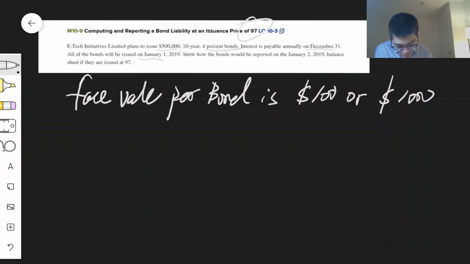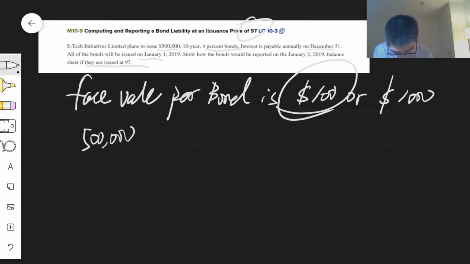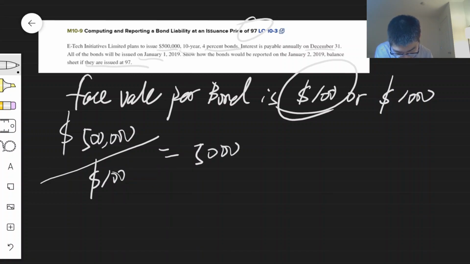So we can look at it, and that is because we're issuing at $97. The selling price is $97, so it's $100 bond face value per bond. And how many shares did we issue? $500,000 over $100, so we issued 5,000 shares of bonds.